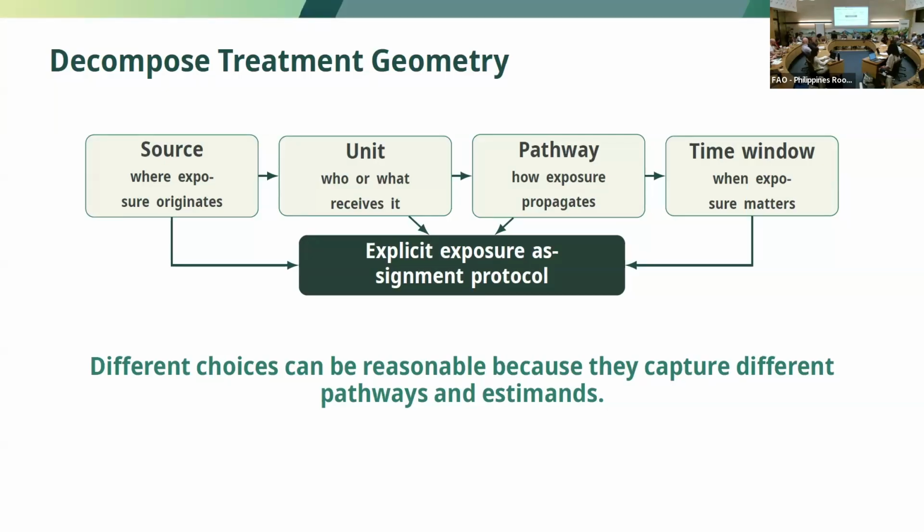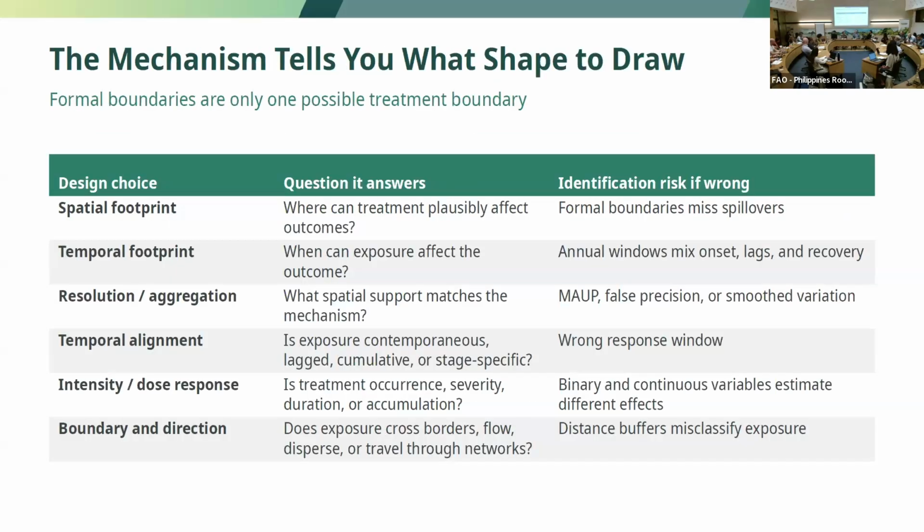There's a lot of different reasonable choices that we can make. Two researchers can have the same exact question or look at the same exact intervention and reasonably make different choices. And so when you have the degrees of freedom where there are multiple reasonable ways to do something, we need to be explicit about what choices we made and why we made those choices, because they will affect our identification.